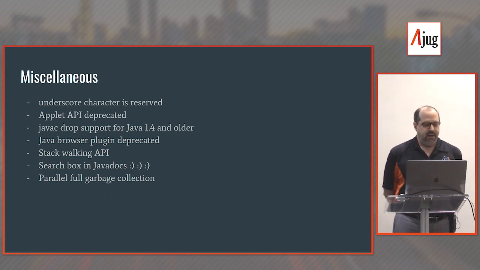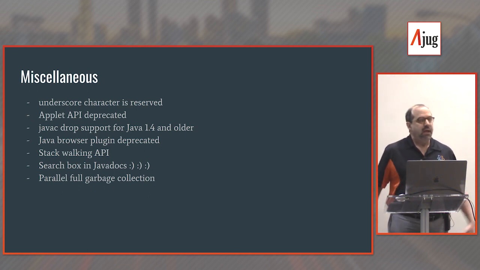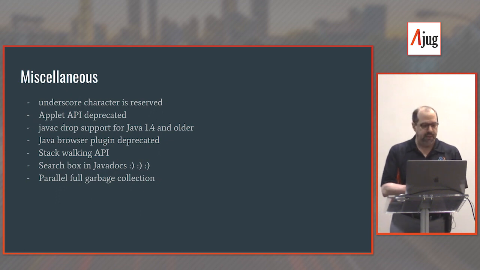The applet API, again, is gone. Javac drops support for older versions of Java. The browser plugin's gone. There's a stack walking API, too. I've never needed that either, but if you generate an exception, you can capture the stack and then work your way through it programmatically now. They have a StackWalker class and all sorts of methods there. Again, something I've never used, but it might be of some interest to somebody. You know, it might be helpful.